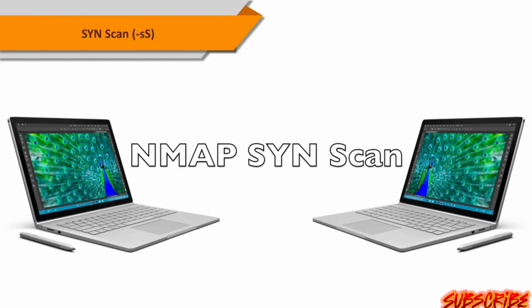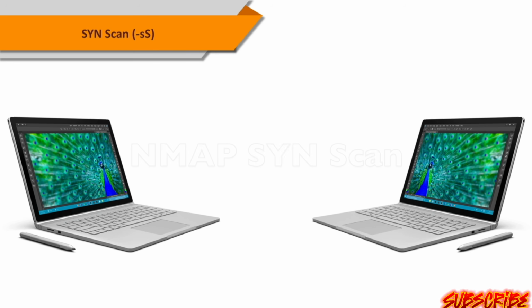SYN Scan is the default and the most popular scan option for good reasons. It can be performed quickly, scanning thousands of ports per second on a fast network not blocked by restrictive firewalls. It's also relatively stealthy, since it never completes TCP connections. It also allows clear, reliable differentiation between open, closed, and filtered states. This technique is often referred to as half-open scanning, because you don't open a full TCP connection.